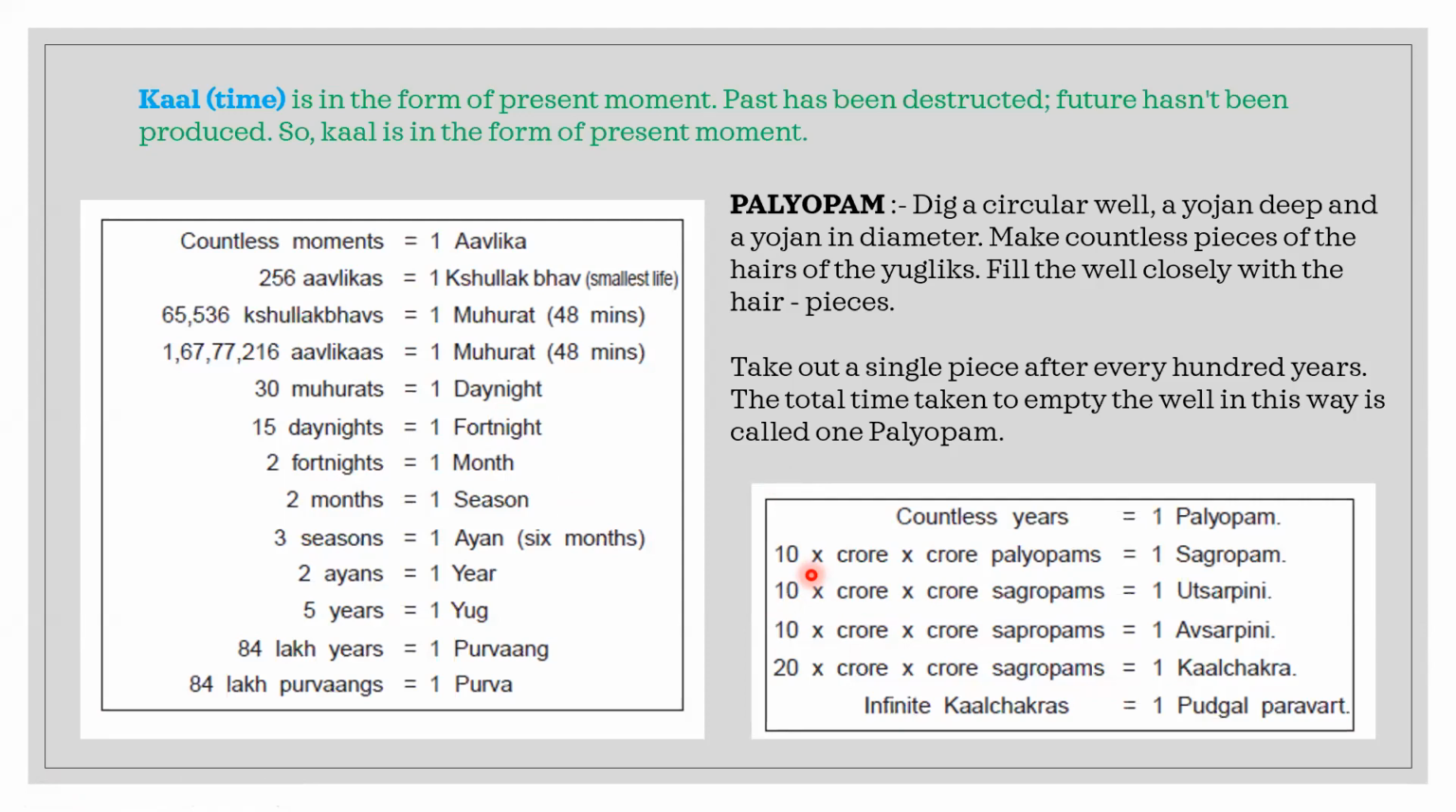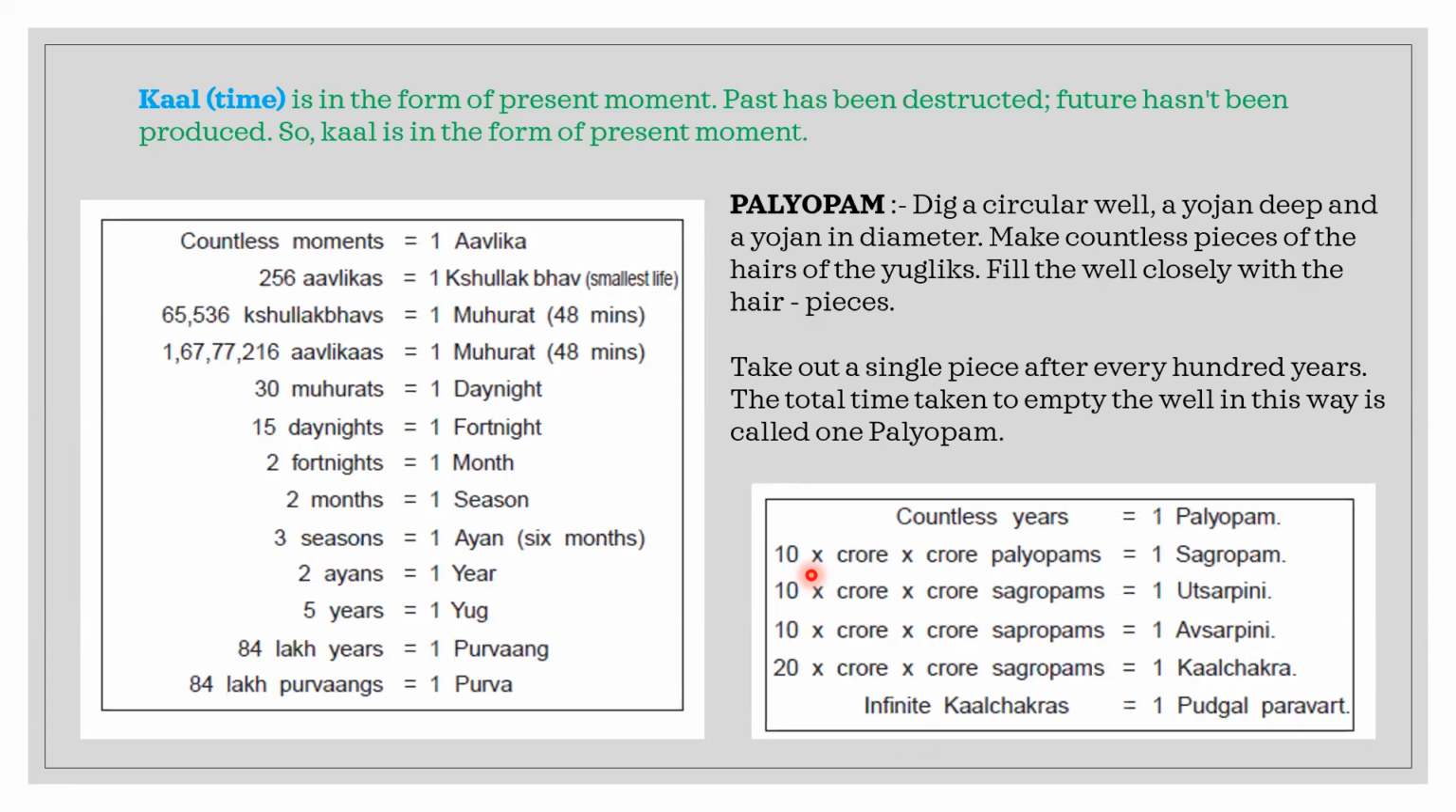Countless Samay is known as 1 Avlika, and 256 Avlika is known as 1 Shulak Bhav. This 1 Shulak Bhav is the lifespan of the smallest Jeev, that is Nigod. So Nigod Jeevs live for the time known as 1 Shulak Bhav, that is 256 Avlikas. 65,536 Shulak Bhavs is known as 1 Murat, and we all know 1 Murat as 48 minutes. The time we do the Samaik is known as 1 Murat. So that is 48 minutes.